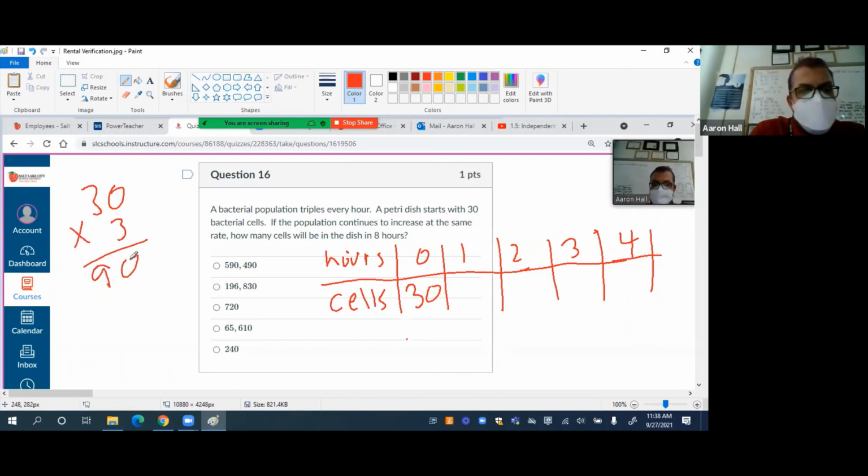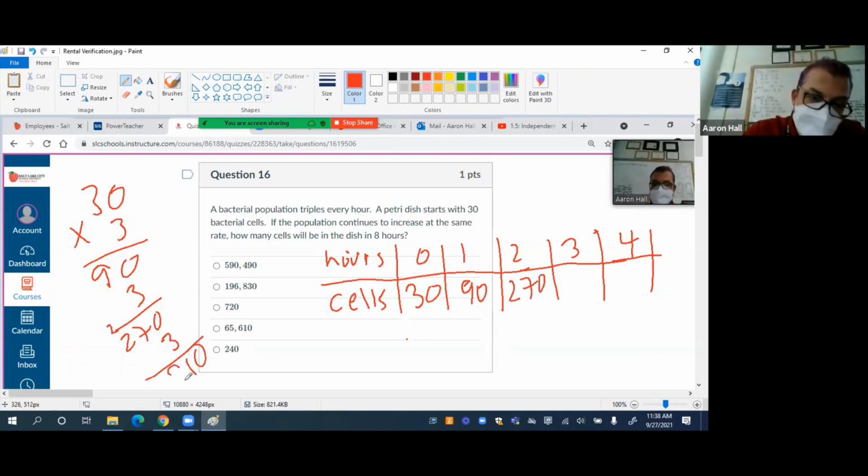Does that look right to you? 90. And then it triples again, 270. And it triples again. What's an equation for this? I guess we could just keep on doing that until we find the 8th hour, right? Or we can write our equation.